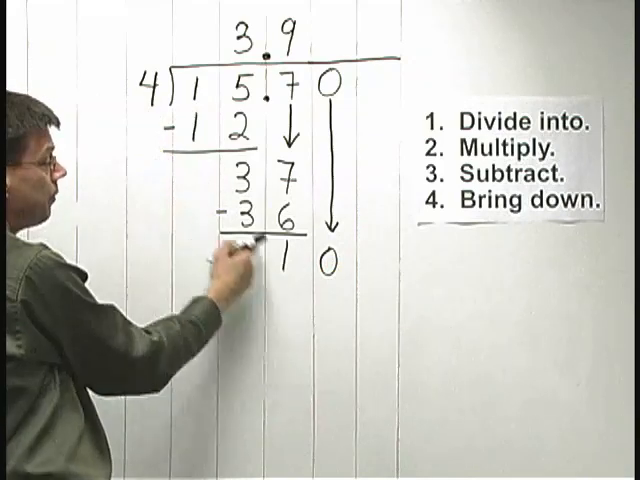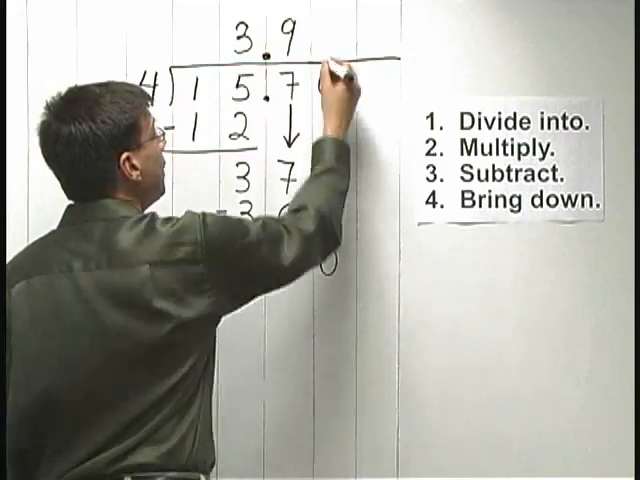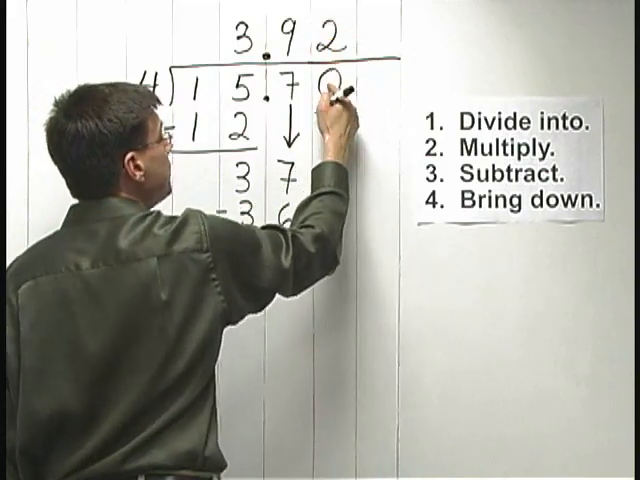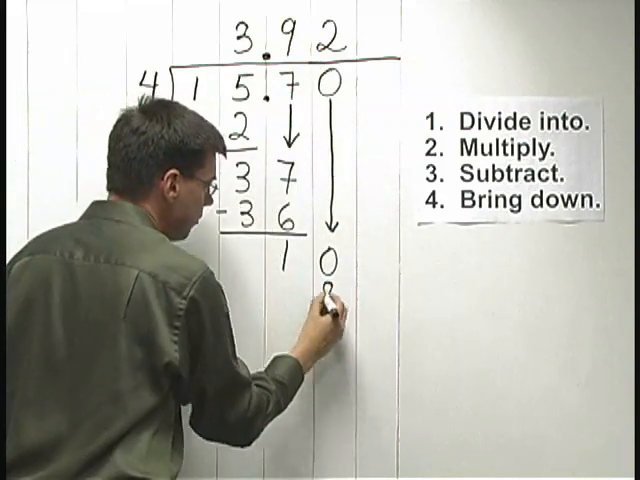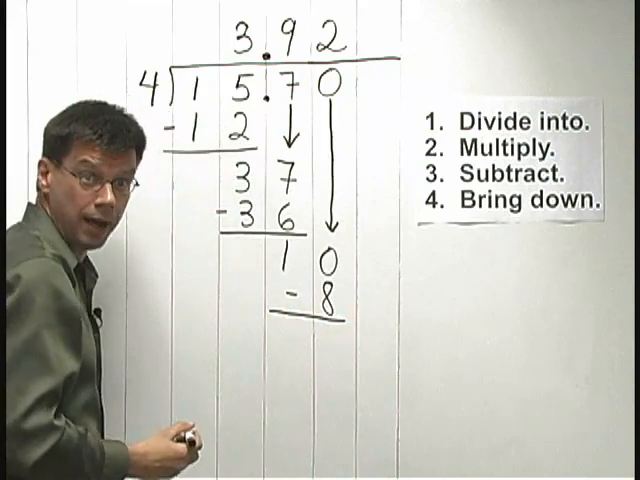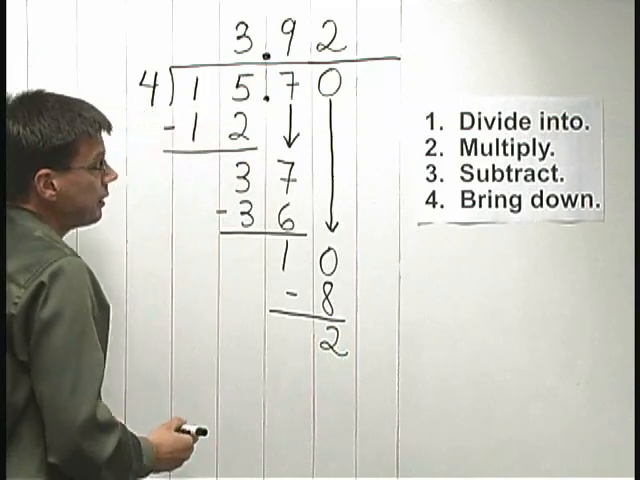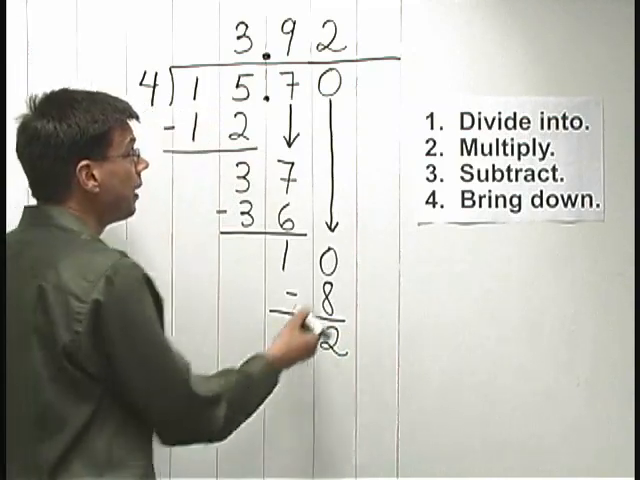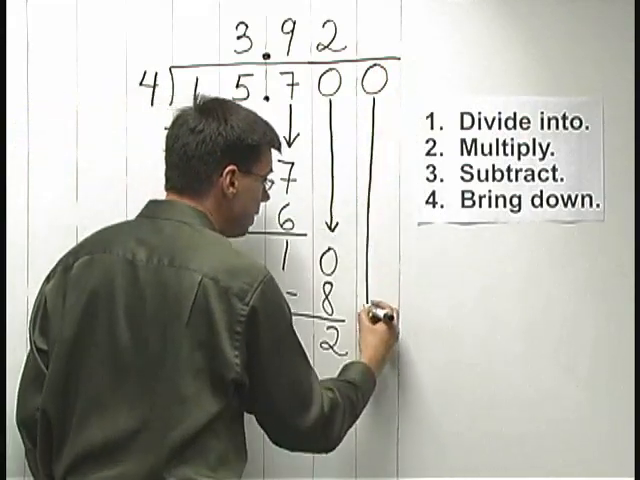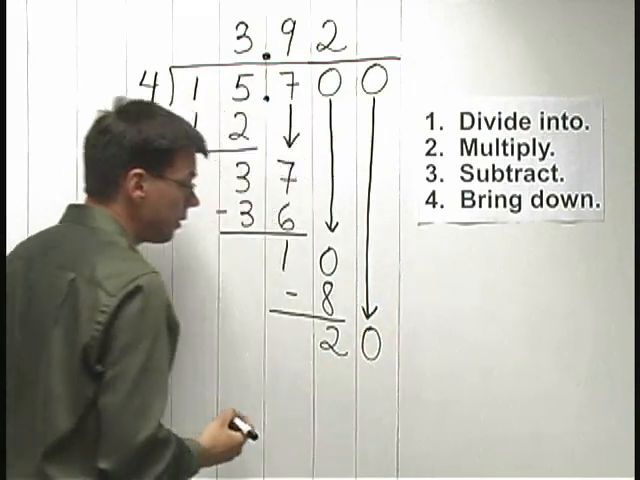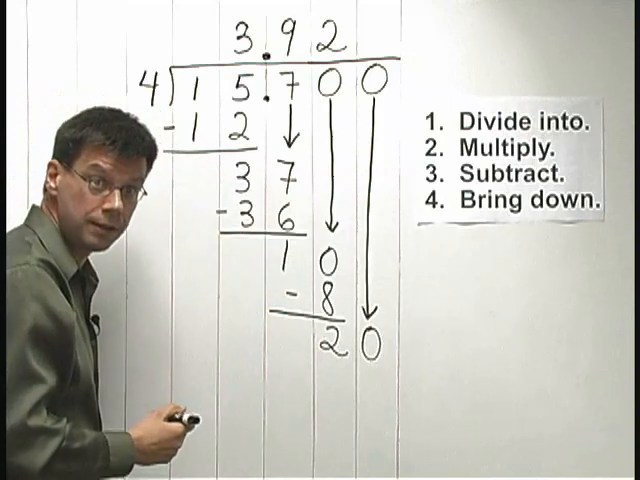Next, I ask myself, how many times does 4 go into 10? 4 goes into 10 twice. I write the 2 above the 0 that I just brought down. 2 times 4 is 8 when I multiply. Then I subtract. 10 minus 8 is 2. And I can continue the process. I can write another 0 on the end. I can bring down that 0, write it next to the 2, and I can ask myself, how many times does 4 go into 20?